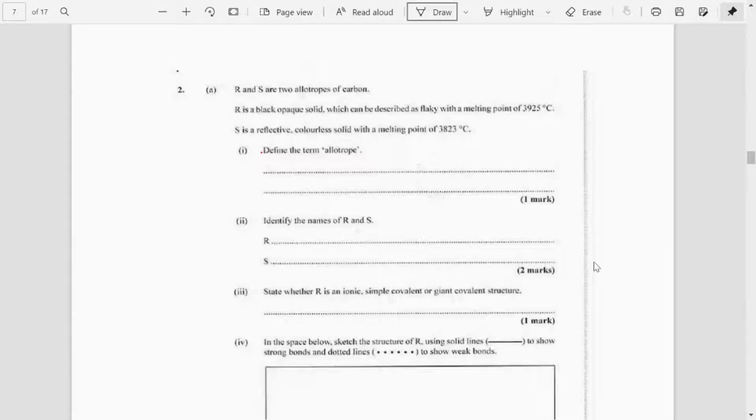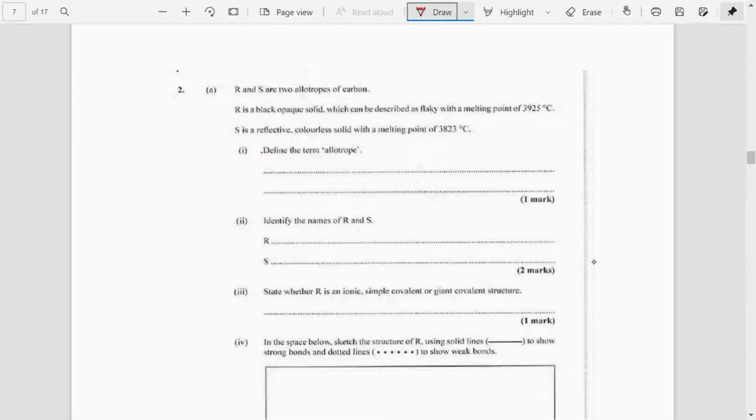All right, so let's move on to question 2. It reads, R and S are two allotropes of carbon. R is a black opaque solid, which can be described as flaky with a melting point of 3,925 degrees Celsius. S is a reflective, colorless solid with a melting point of 3,823 degrees Celsius. First, define the term allotrope.